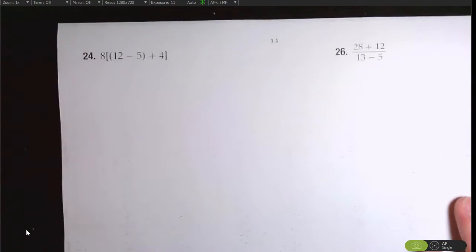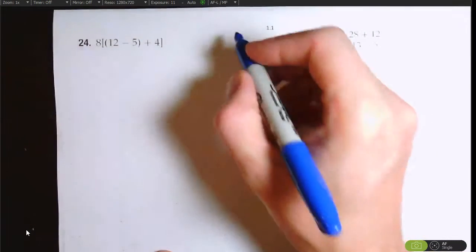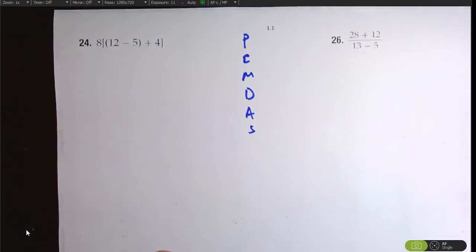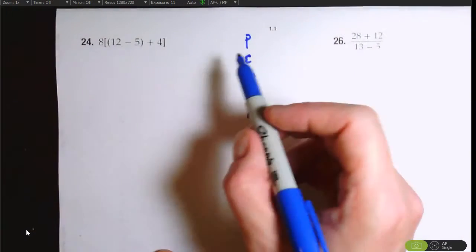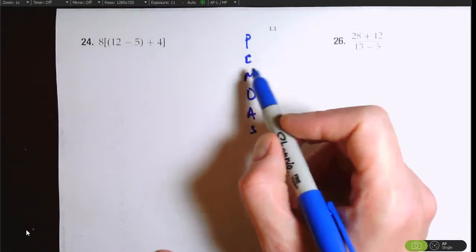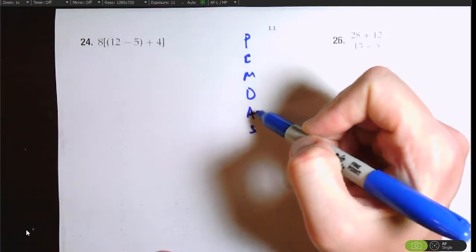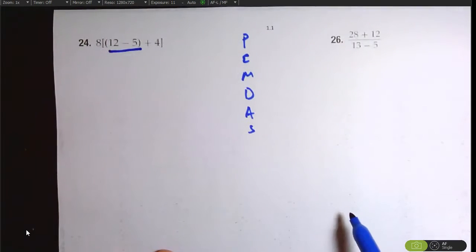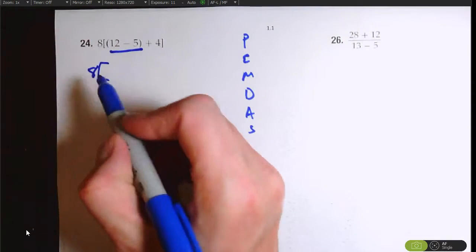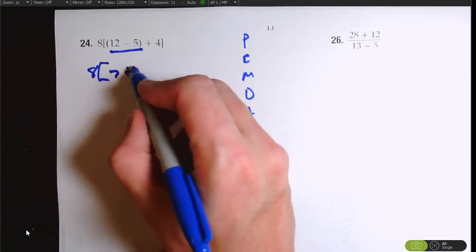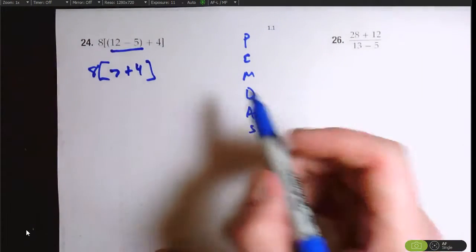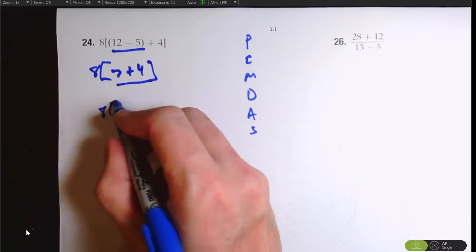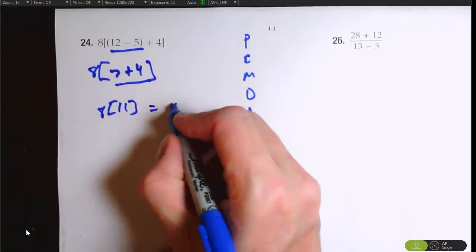Okay. Next problem, 24. Order of operations. So our little please excuse my dear Aunt Sally. So the first one, I don't have any exponents. This chapter doesn't get to exponents yet. That'll be later. So it's just basically parentheses and the multiplication, division, or addition, subtraction. So the first thing I'll have to do is do that subtraction. So 8 stays, and then 12 minus 5 is 7. 7 plus 4. Now the next thing is that this is parentheses. It's grouping symbols. So I have to do these together next. So 8 times 11 gives us 88.